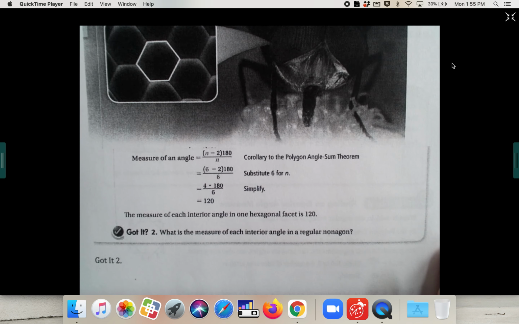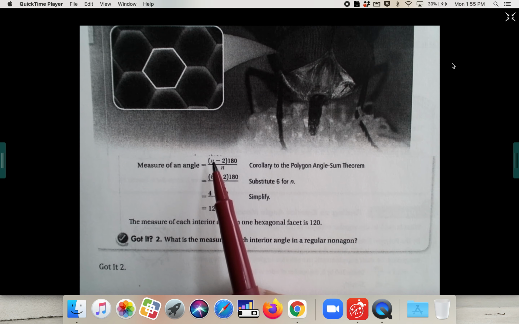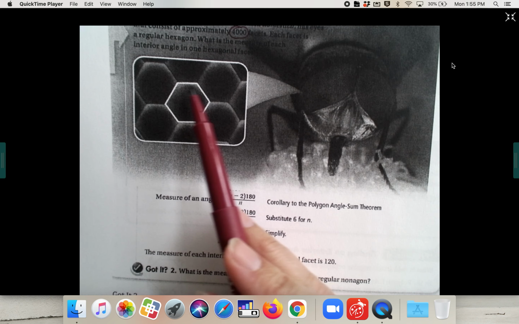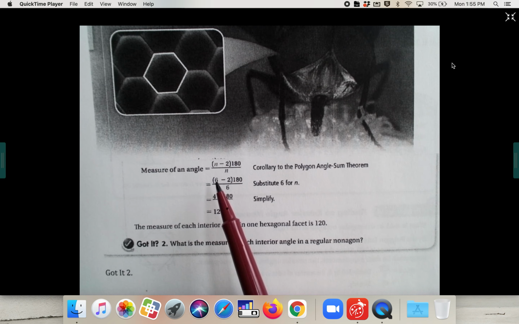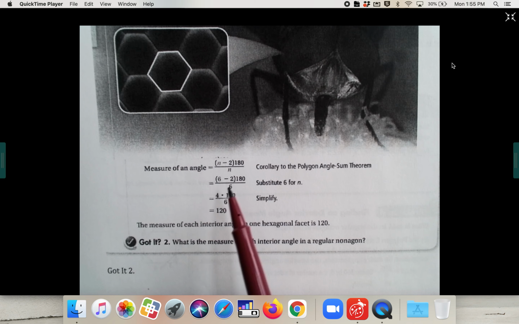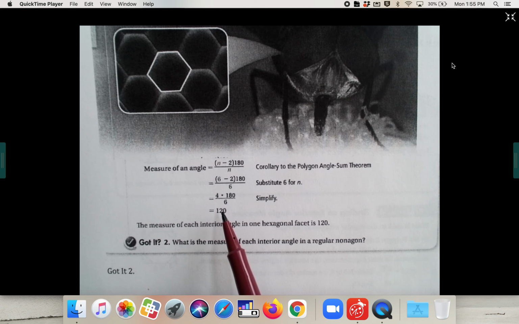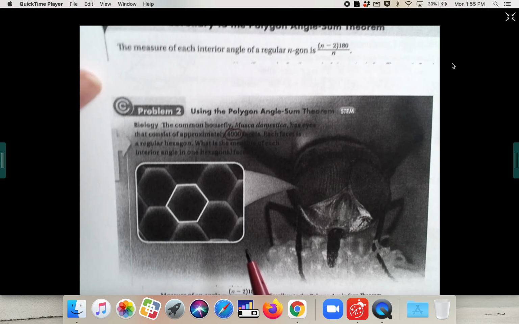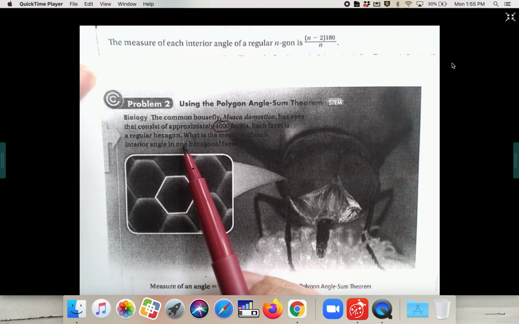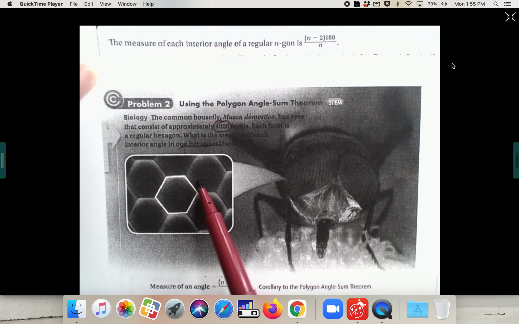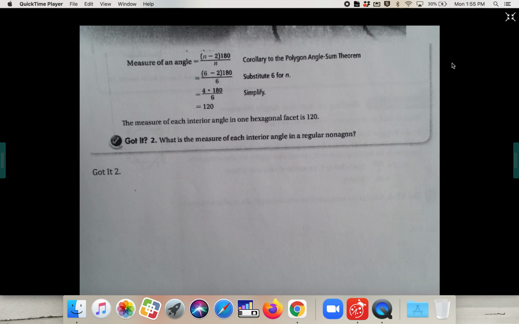Okay, they have actually worked this out for us, but I want you to see why. They took n, which is 6, because we're talking about a hexagon, and they substituted here 6 minus 2 times 180, and then divided by 6 because that is one angle. So again, it was asking us for one of the angles, so one little part right here. So you're just taking the total and dividing by the number of sides there are to get the one angle measure in here.